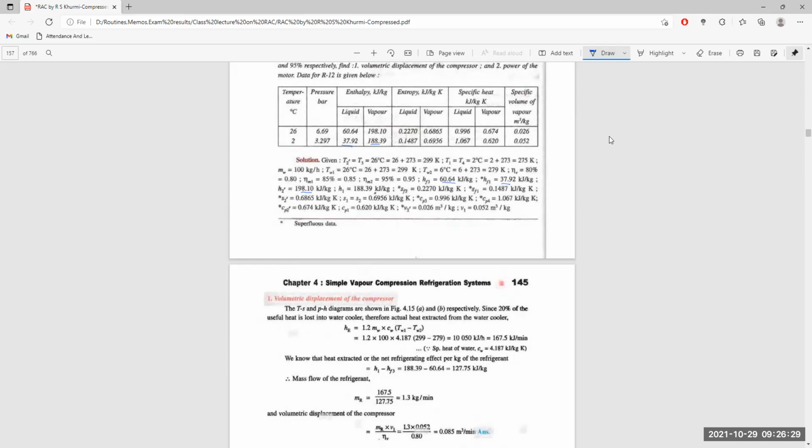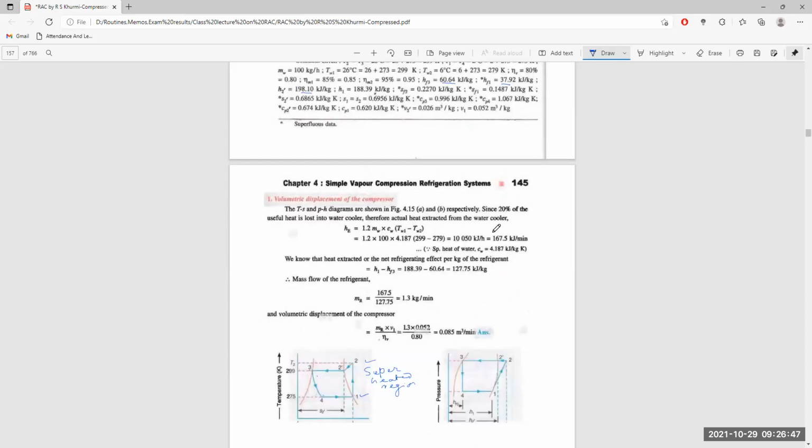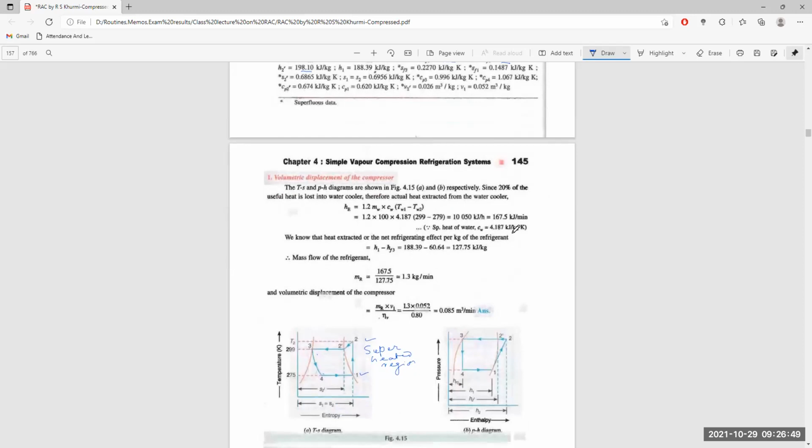Next come the entropies. Now, first we have to know the entropy of the fluid at point 3. This is the entropy at the fluid state at point 3. This is the point itself.